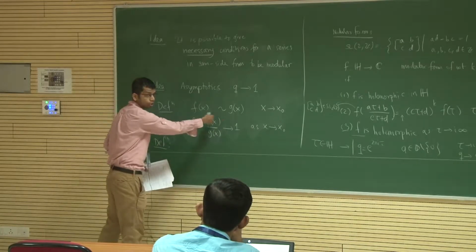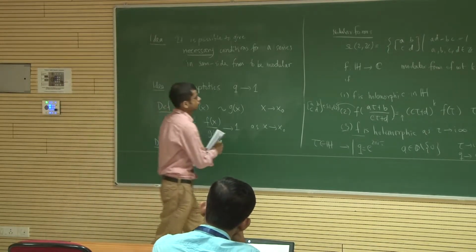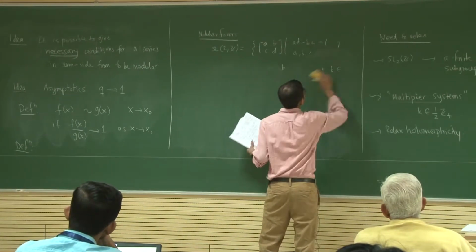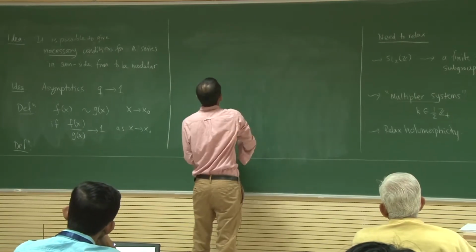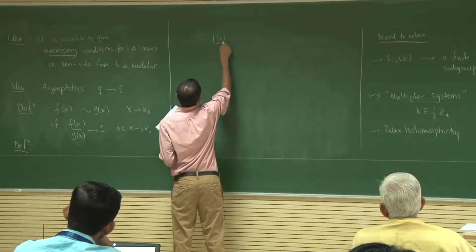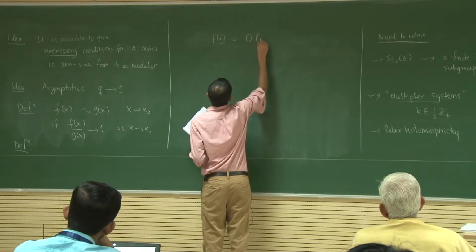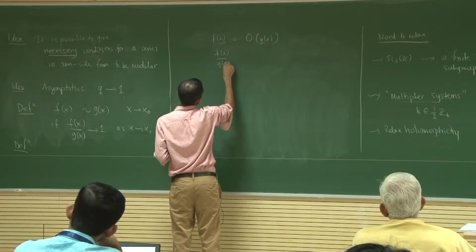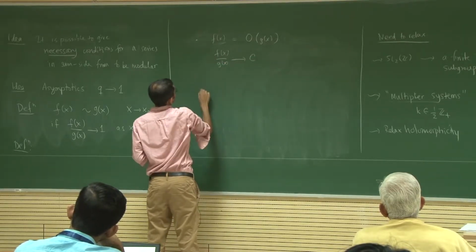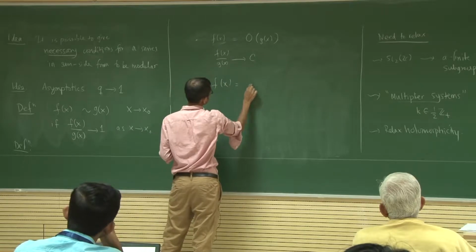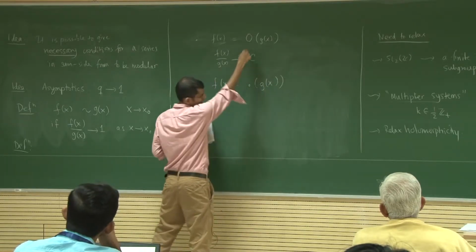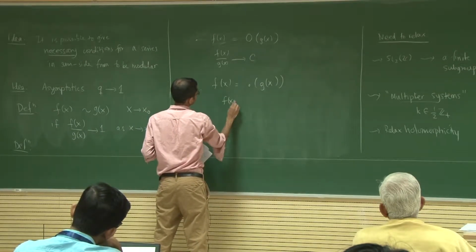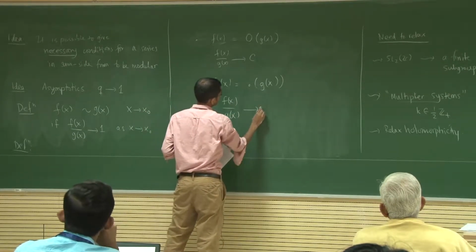This is called asymptotically equal, and you can relax this condition. I will say f(x) is big O of g if f(x) divided by g(x) approaches some constant, and I will say f(x) is little o of g as x approaches x naught if f(x) divided by g(x) approaches 0.